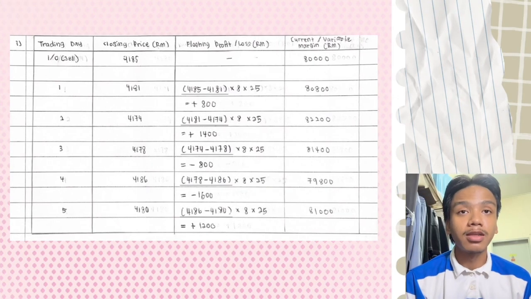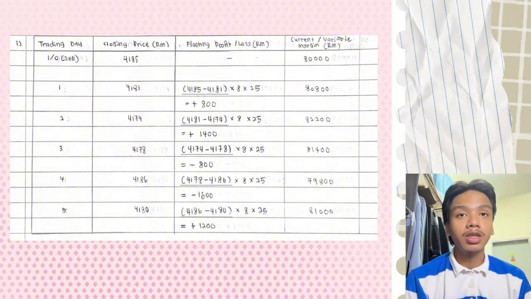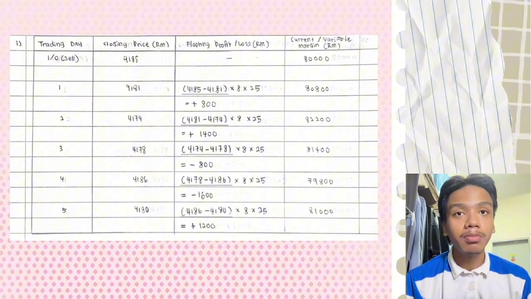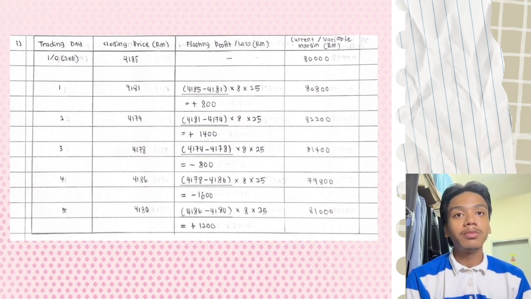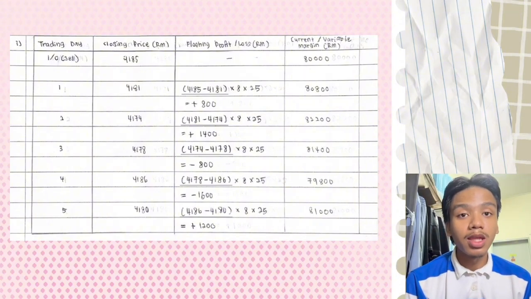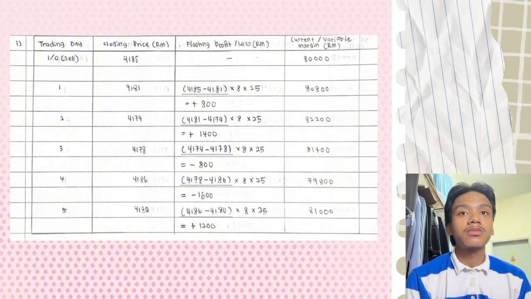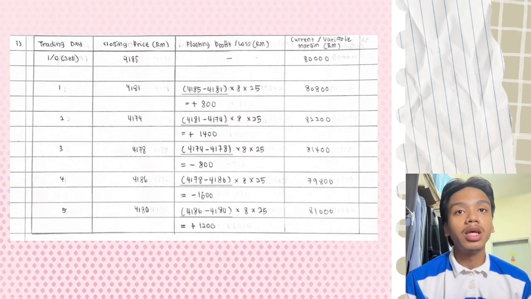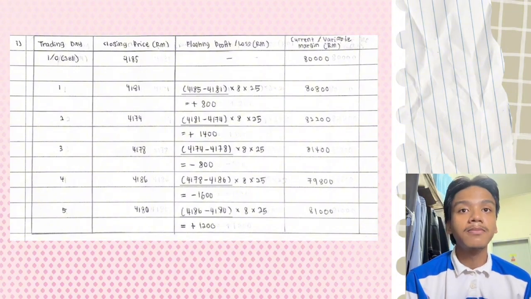Now, let's look at the mark-to-market table from the question. Remember, because Mr. Ali is shorting, he makes money when the prices go down and loses money when the price goes up. For FCPO, each point movement is worth 25 ringgit. On day 0, we start with an entry price of 4,185. No profit or loss yet. The account starts at our initial margin of 80,000 ringgit.